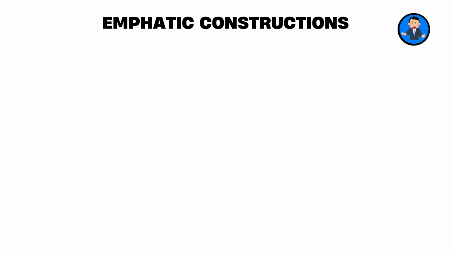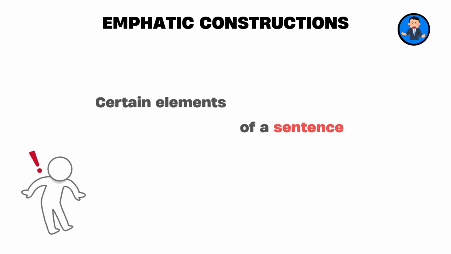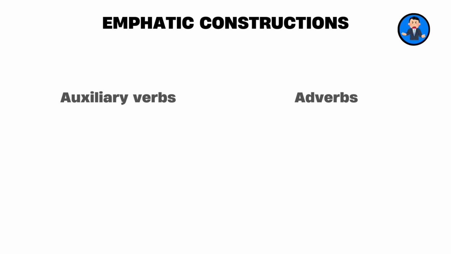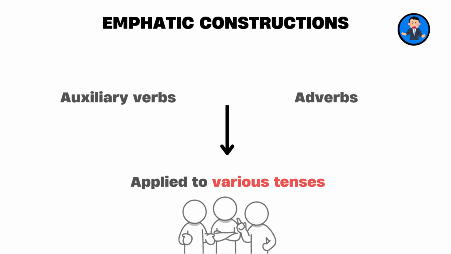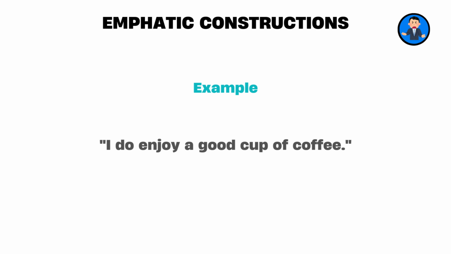Emphatic constructions are used to emphasize certain elements of a sentence, often by using auxiliary verbs or adverbs. It can be applied to various tenses. Example: I do enjoy a good cup of coffee, emphasizing do enjoy.